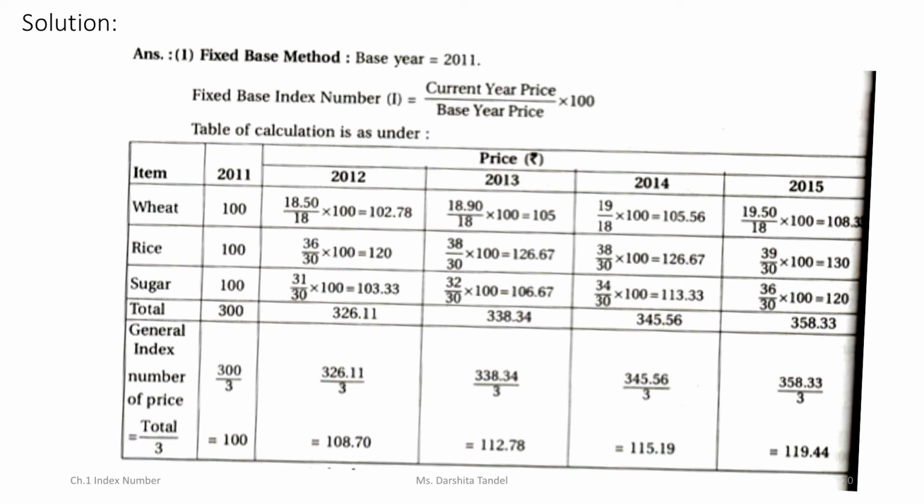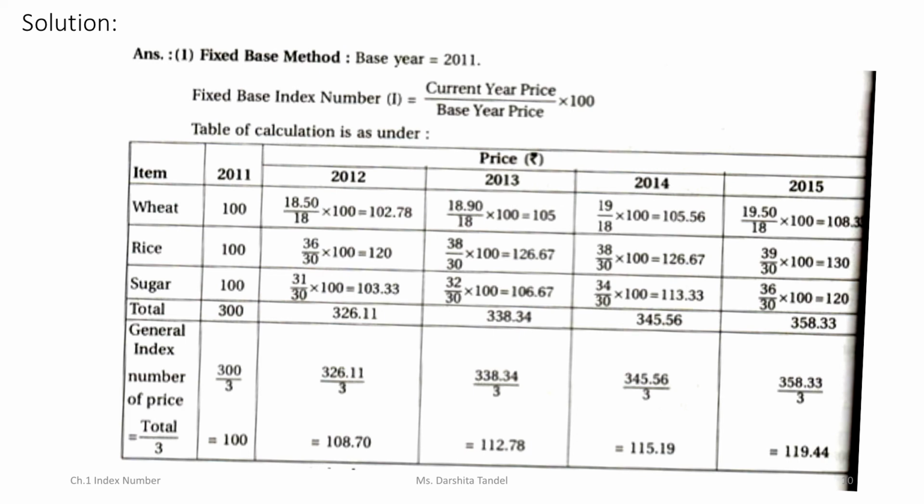102.78. In year 2013, current year price 18.90 divided by base year price, means price of 2011, is 18, into 100 is equal to 105. Similarly, in years 2014 and 15 we can find the index number by this method. As for both items, rice and sugar, we can find the index number by this method.